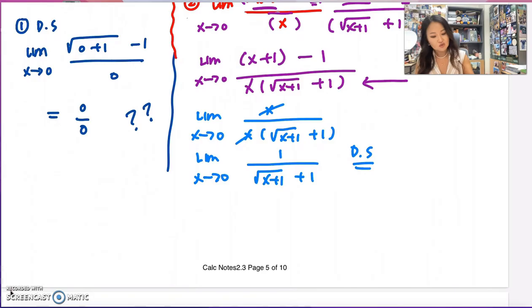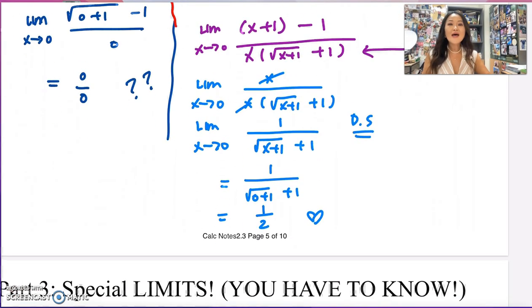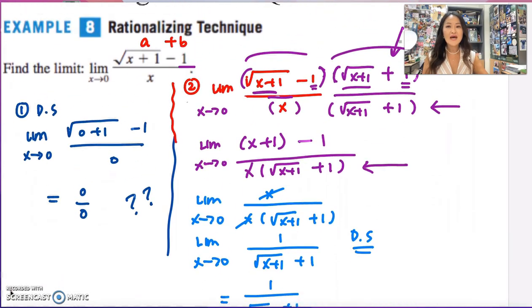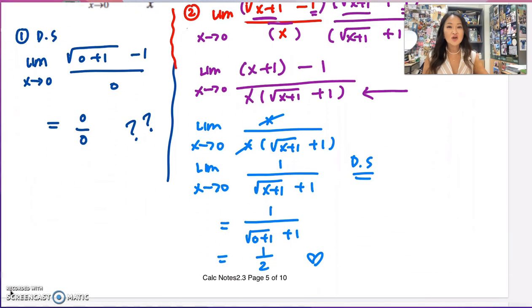So now I plug in. I get 1 over 0 plus 1, plus 1. So I would get 1 over 2. Ta-da! So the limit of this function is 1 over 2 as x approaches 0. Go ahead and check that on your calculator too. But assuming all your calculation is correct, you probably did a good job, okay?